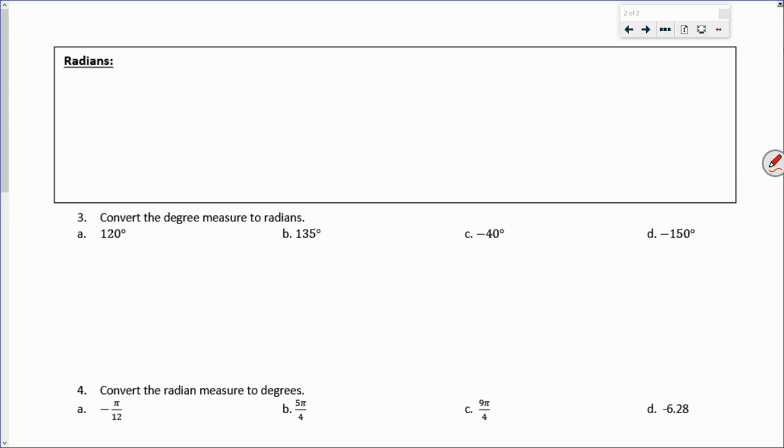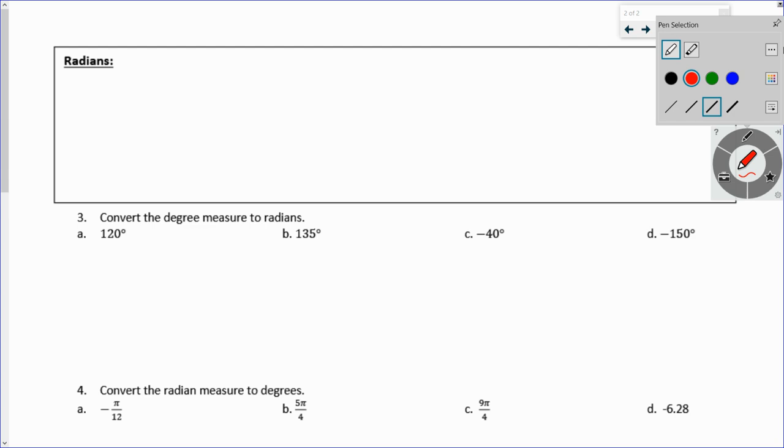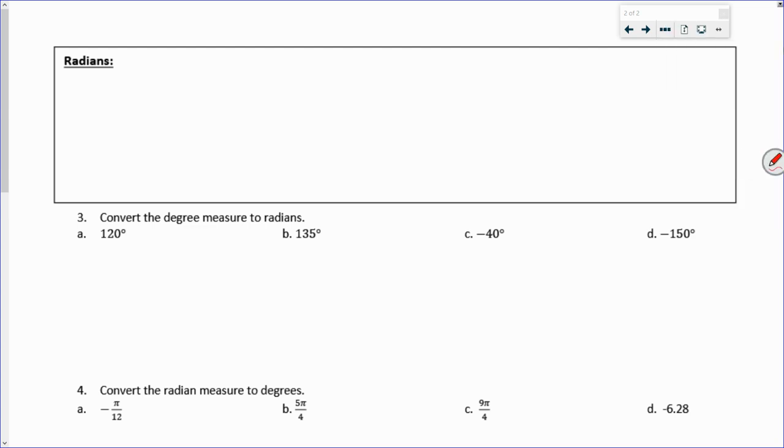So, the reason I tell you that is because now we're going to talk about measuring angles, and up to this point in your life, you've done nothing but degrees. But there is another way to measure angles, and these are called radians. Roughly speaking, the idea here is the circumference of a circle is found by the formula 2 pi r.